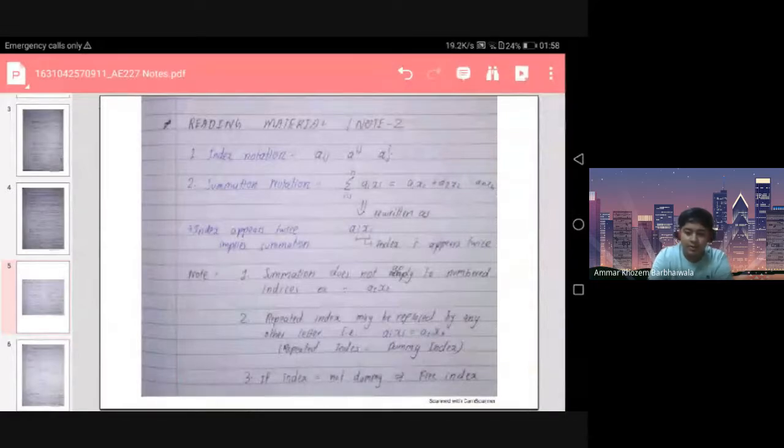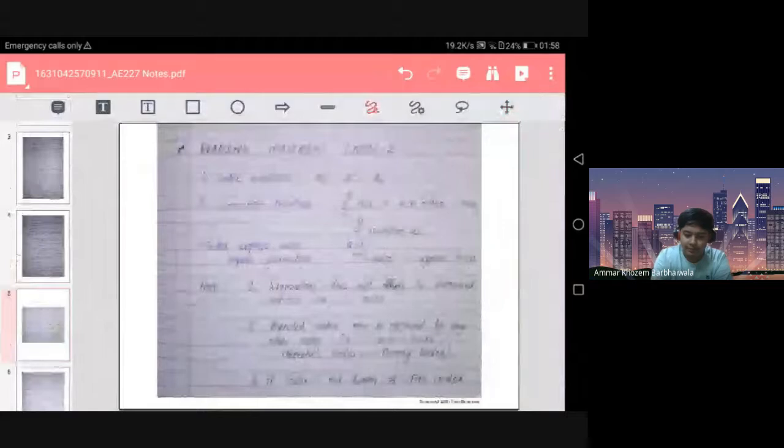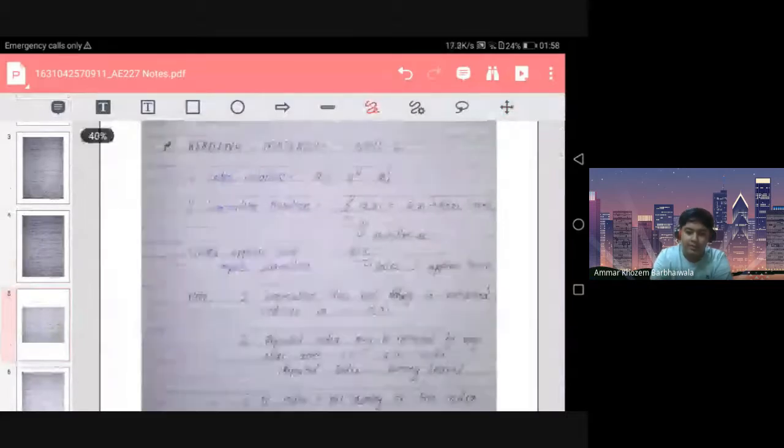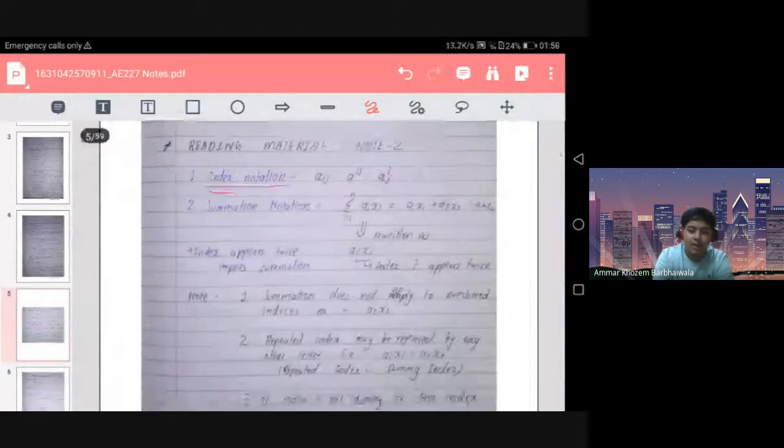The first basic mathematical preliminary, which could be said to be the most important thing in this course, is the index notation, or the Dirac notation. Index notation is like I can write a_ij as a subscript ij, or I can also write it as a superscript, and I can also write this as aij. All these three things represent the same thing.